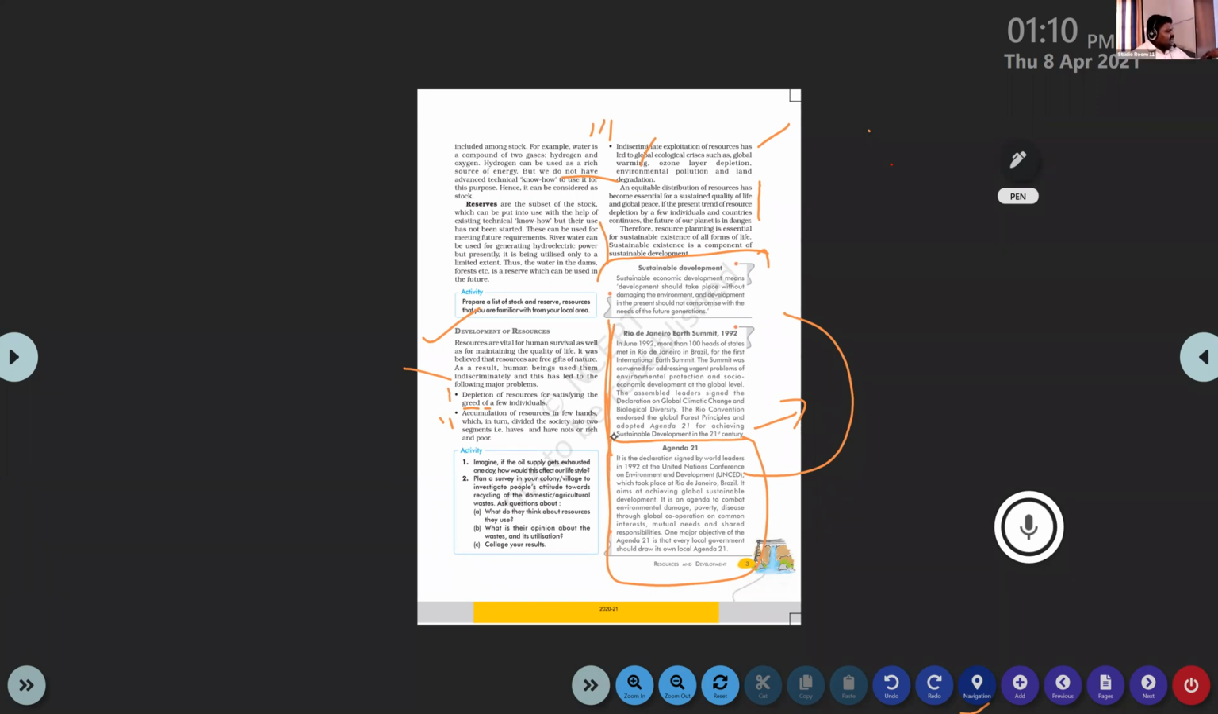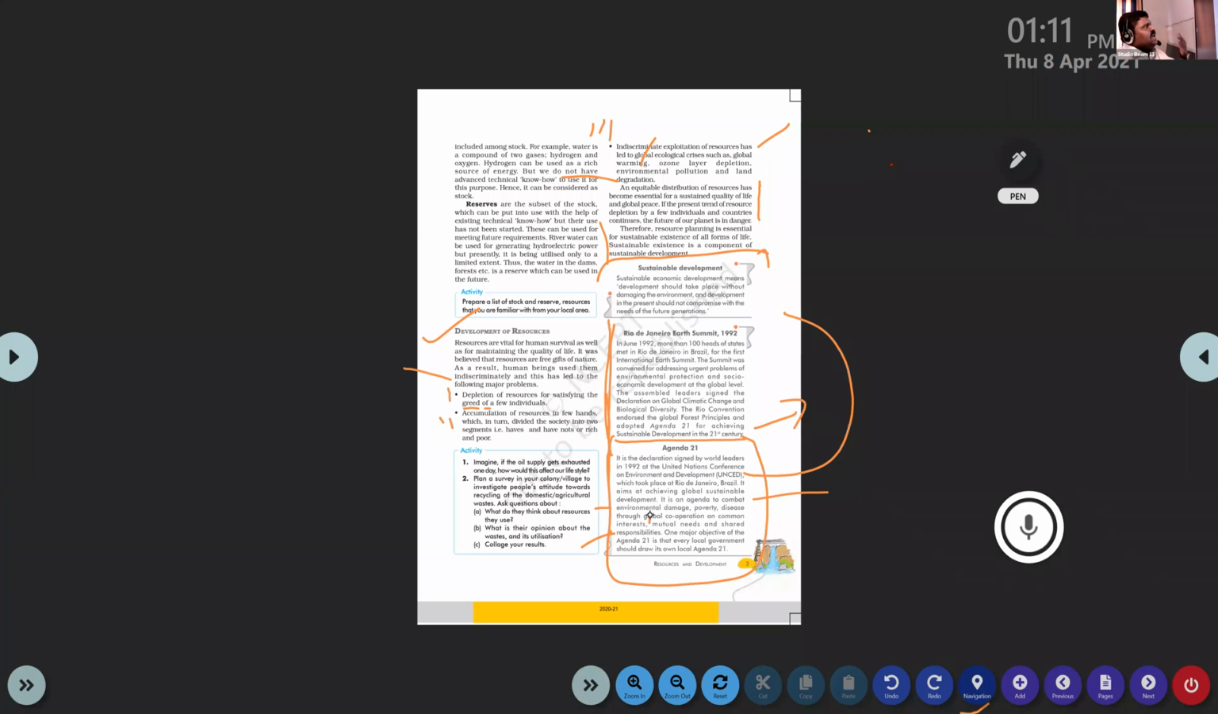Agenda 21 is to combat, to fight against environmental damage, poverty and disease through global cooperation, which means through the cooperation of different countries. We are unable to fight these problems alone. Every country must do it at the same time. Then only are we able to protect the environment, make people rich, and fight diseases like corona. So there are mutual needs and shared responsibilities. All the countries are sharing the responsibilities.